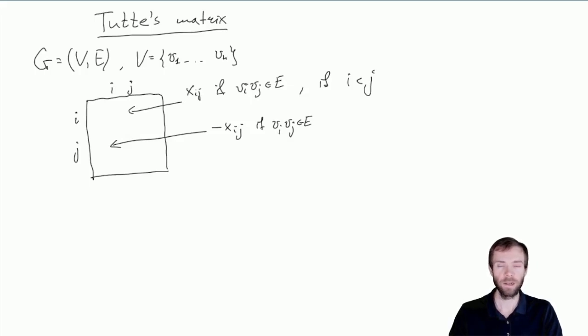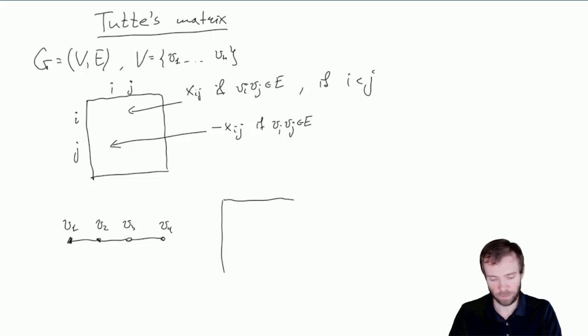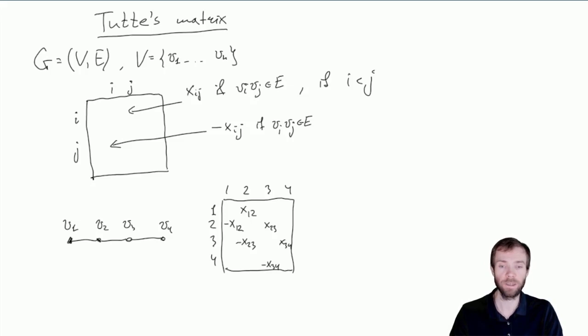Now, unfortunately, unlike in the case of bipartite graphs and Edmonds matrix, we cannot say that there is a direct correspondence between a matching in our graph and a term in the determinant of the matrix. Consider an example when our graph is, say, just a path of length 3 on vertices v1, v2, v3, and v4. Then the Tutte matrix for this graph would be x12, minus x12, x23, minus x23, and x34, minus x34, and all the other entries here will be 0.